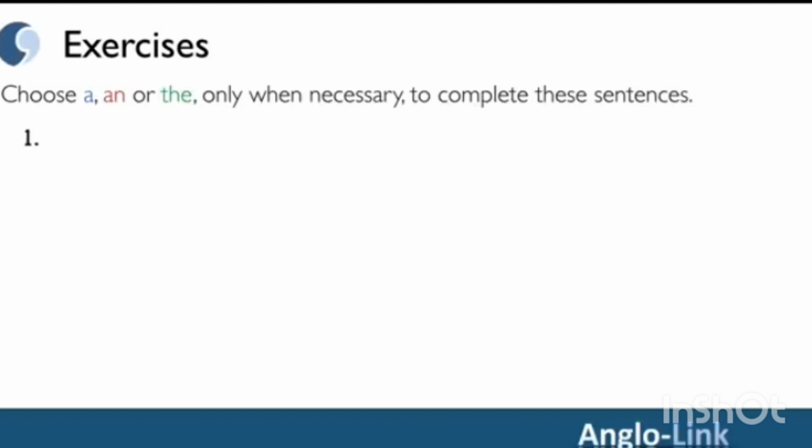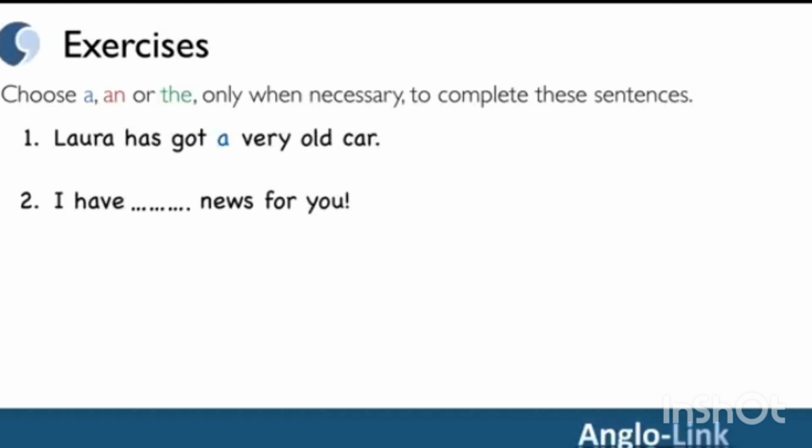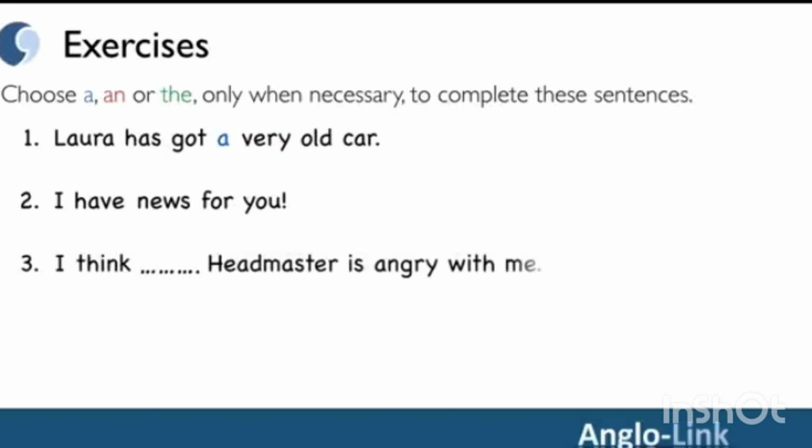Choose a, an, or the, only when necessary, to complete these sentences. Number 1. Laura has got very old car. Laura has got a very old car. Number 2. I have news for you. I have news for you. Number 3. I think headmaster is angry with me. I think the headmaster is angry with me.